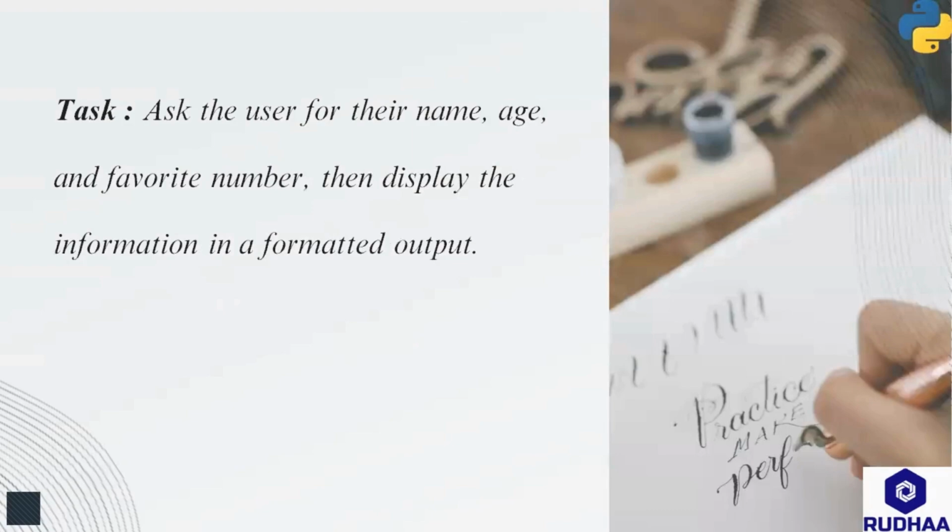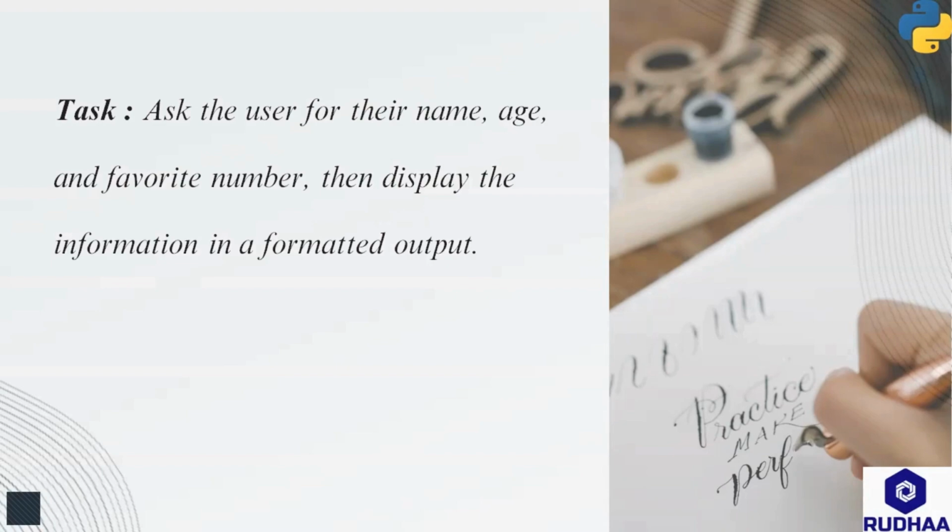So for that we have been given a task. The task is to ask the user for their name, age and favorite number, and then display the information in a formatted output. So in this program the inputs we will get from the user are their name, age and favorite number, and all this information will be printed as output in a particular format. Okay, so let us see how to write a program for input and output operation.